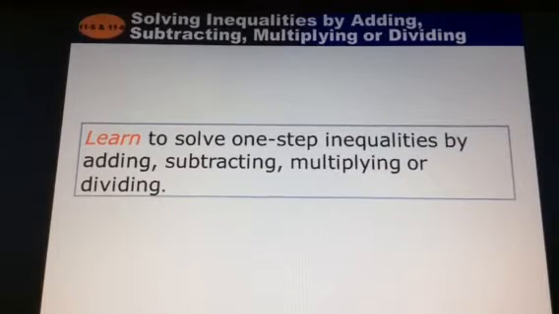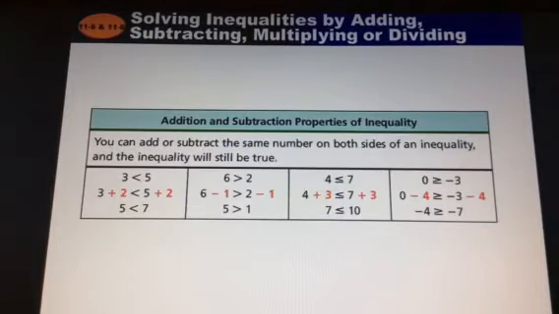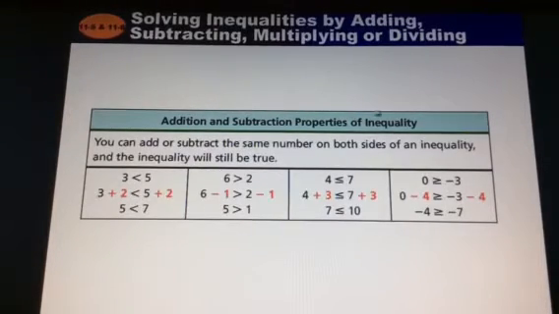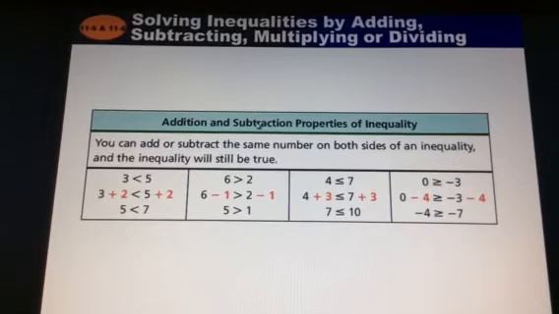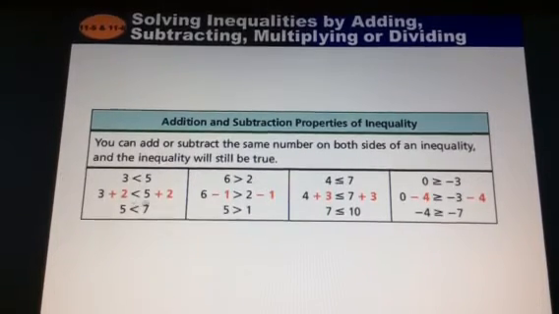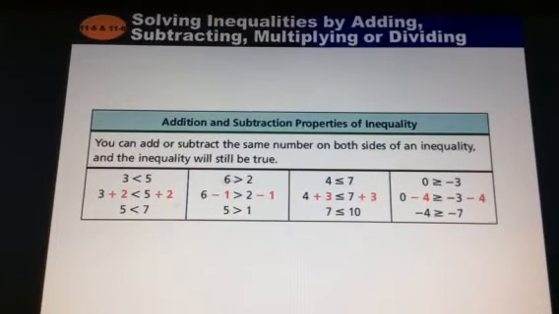Today we're going to be looking at solving inequalities by adding, subtracting, multiplying, or dividing. When we add or subtract numbers to both sides of an inequality, it's exactly like equations. They're treated the same. So for instance here, 3 is less than 5.